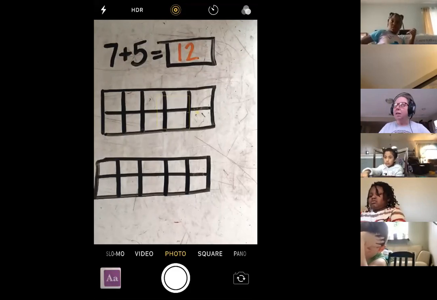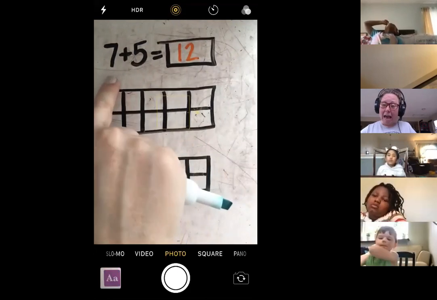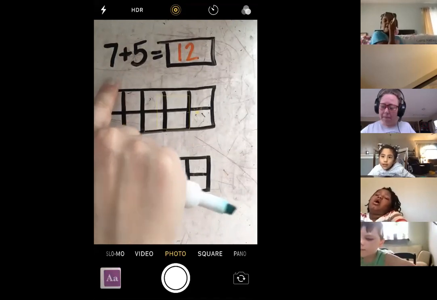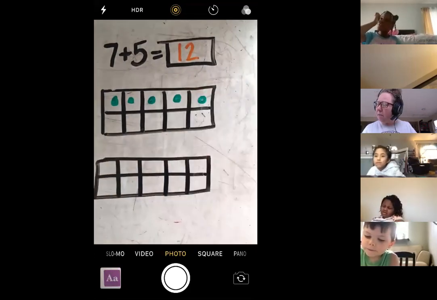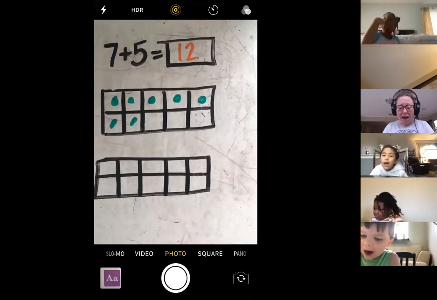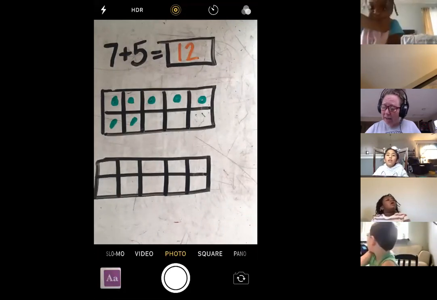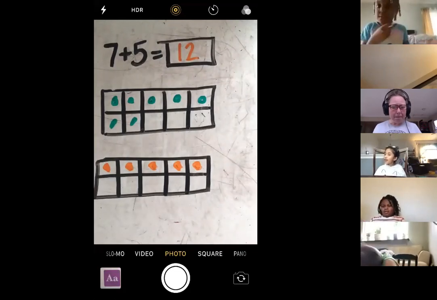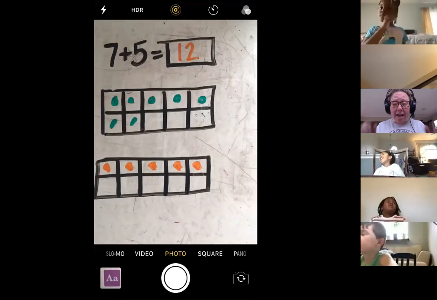Thank you, Miss Carter. So let's look at our equation. 7 plus 5. What's our first add-in that we have in the equation? 7. Thank you. So I'm going to put 7 in my 10 frame. And then I'm going to put 5 because that's my other add-in. I'm going to put 5 in my second 10 frame.